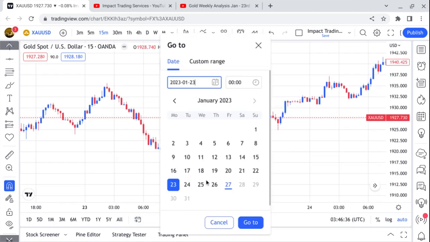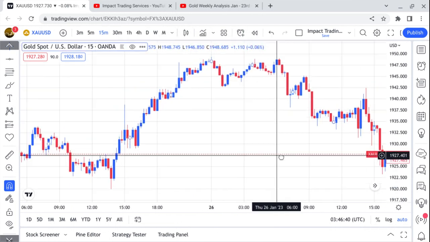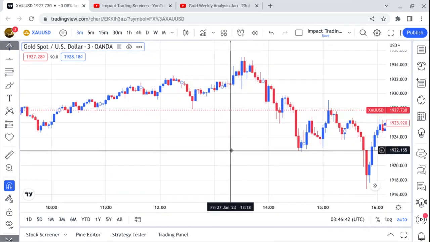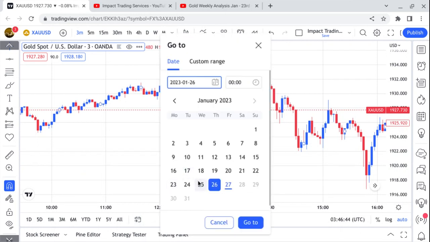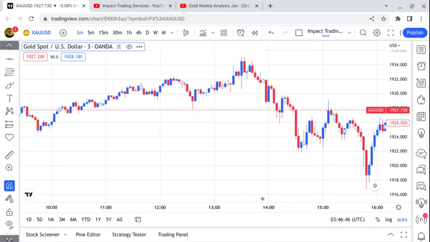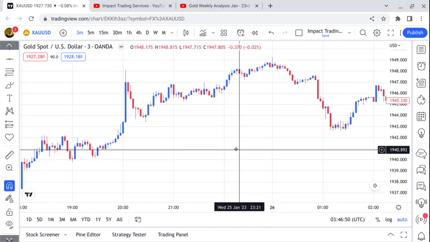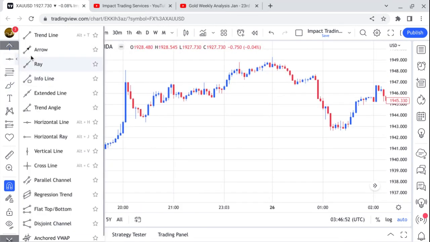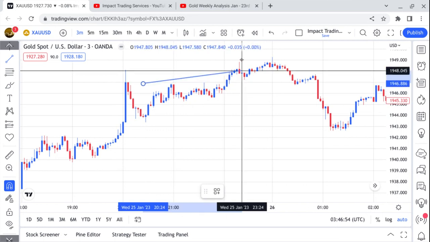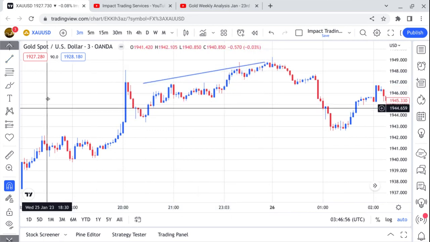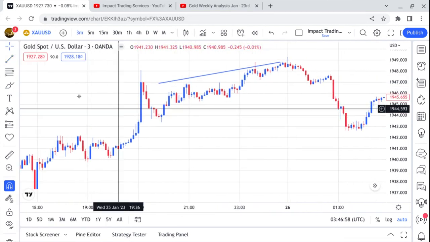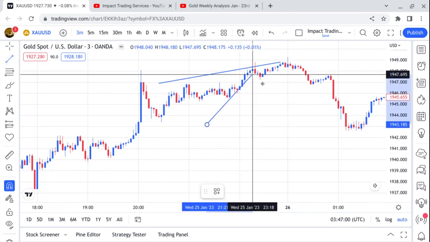Let's look at Thursday, Friday. We actually have a pattern that we gave a live update to on this day. We had a rising wedge before the start of the Asian session on Thursday.